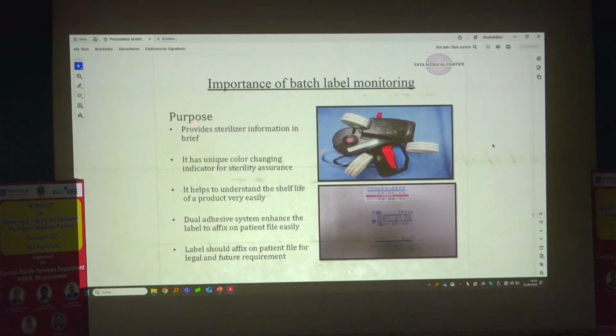This is the batch level monitoring. It provides the sterilizer information in brief. It has a unique color changing indicator. It helps to understand the shelf life of a product very easily. The dual adhesive system enables the label to be affixed on the patient file easily, and the label should be affixed on the patient file for legal and future requirement.